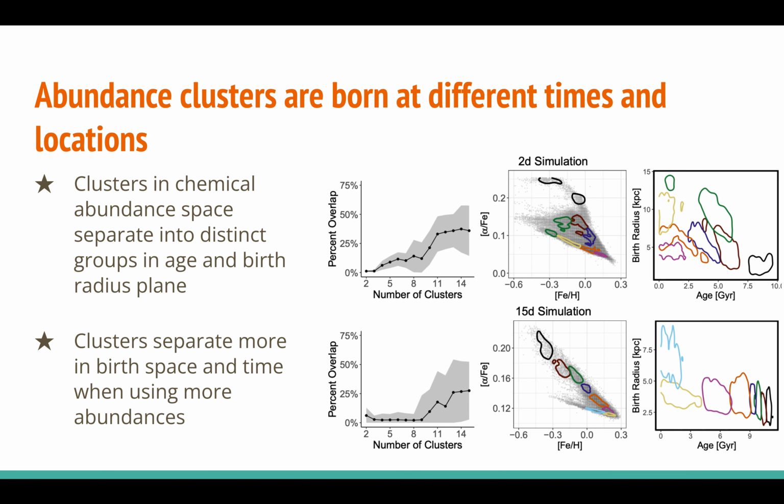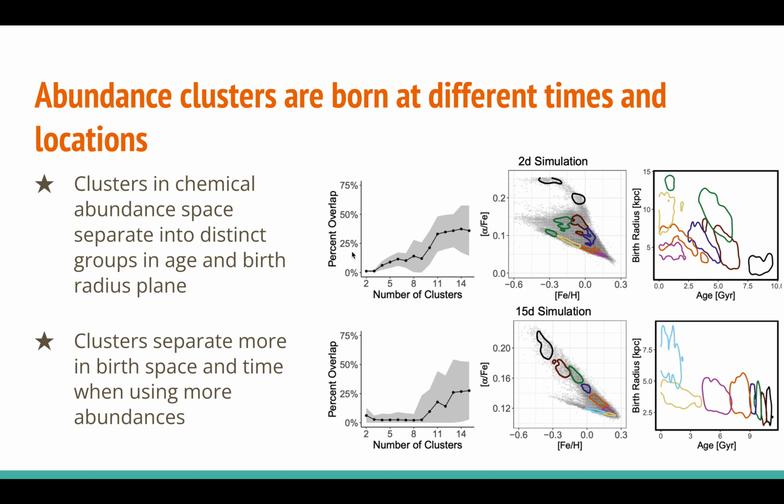Okay. So, we find that clustering in abundance spaces corresponds to groups of stars that are born at different times and locations. These middle columns here are an example of what these clusters look like in the 2-dimensional and 15-dimensional abundance space. Then we project these clusters into the age and birth radius plane. And from here, we calculate the percent that these clusters overlap in the age and birth radius plane and project it onto this left figure here.